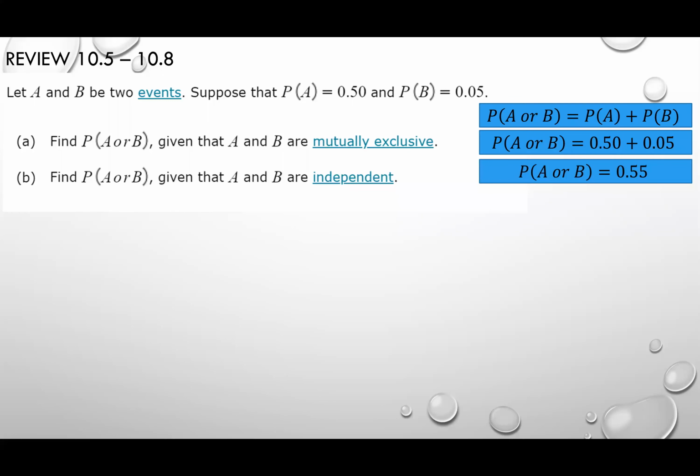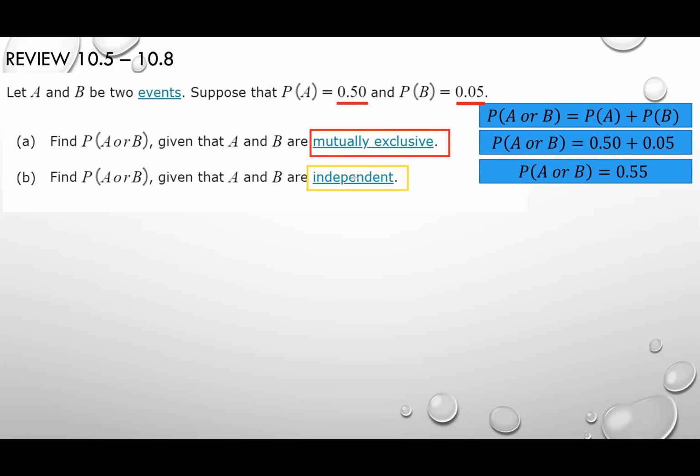So for part A, you take the 0.5 plus the 0.05 to give you 0.55. So mutually exclusive is easy. Just take the two items, add them together, and we're done, because they have nothing in common. Now for the dependent, it is a little bit different.